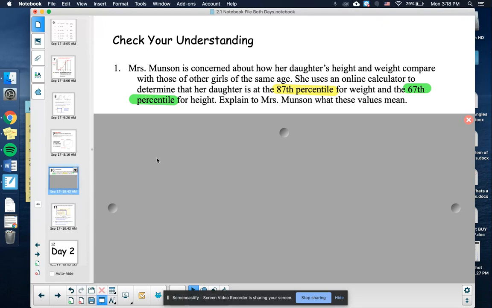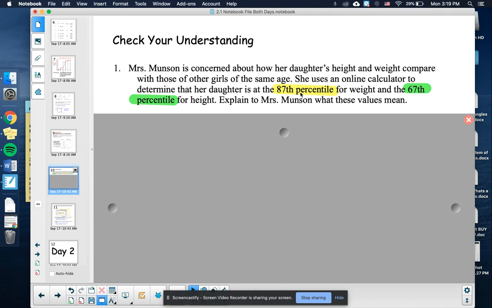Hi, in this video, we're going to go over the Check Your Understanding from 2.1, Describing Positions in Data. This says, Mrs. Munson is concerned about how her daughter's height and weight compare with those of other girls of the same age. She uses an online calculator to determine that her daughter is at the 87th percentile for weight and the 67th percentile for height.